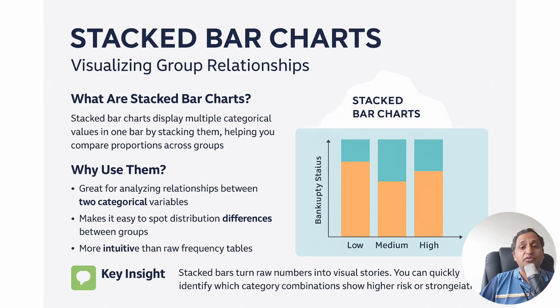So how do you read this chart? Look at the height of each full bar to compare total records per group. Then examine the segments inside the bar to assess how an outcome like bankruptcy varies within each group. So it's not just about how many, it's about how the composition changes. These charts are simple but powerful for identifying category-based associations, risks, or behavioral patterns.